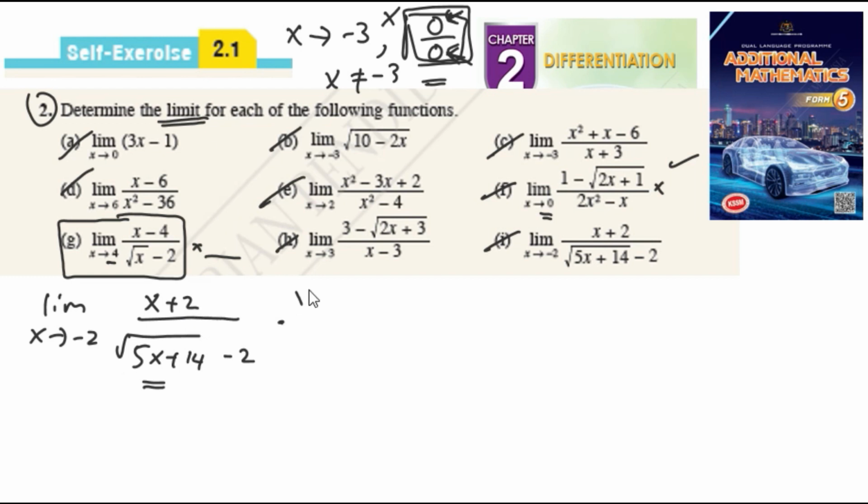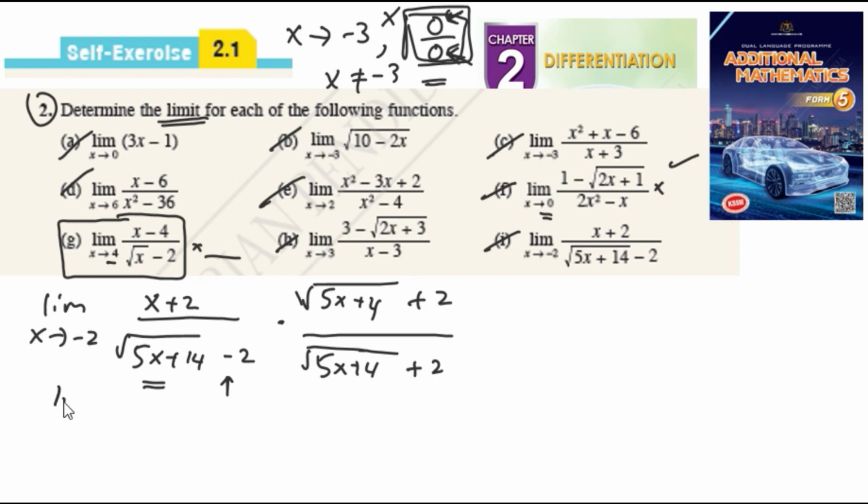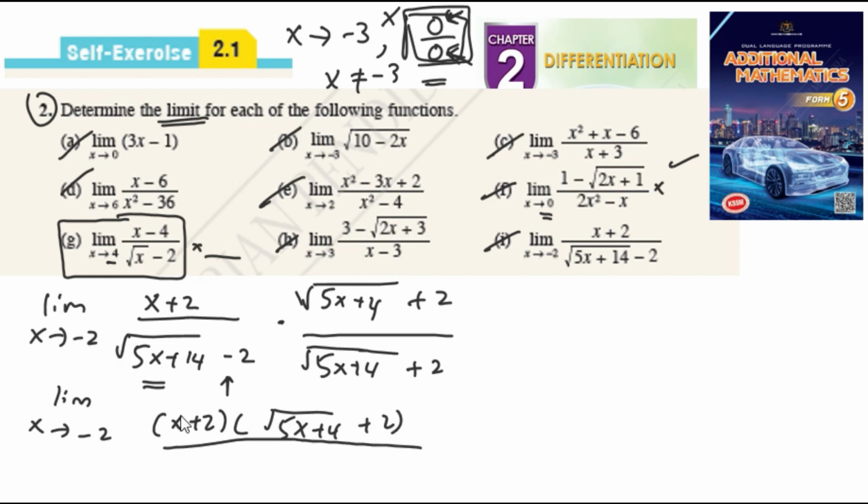So here you get square root of 5x plus 14. Since this one is minus, this one would be plus 2. This one is plus 2. So here you get limit x approaching negative 2, x plus 2, square root of 5x plus 14 plus 2, divided by, okay, so you have here square root of 5x plus 14 squared. So here minus 2 squared is 4.